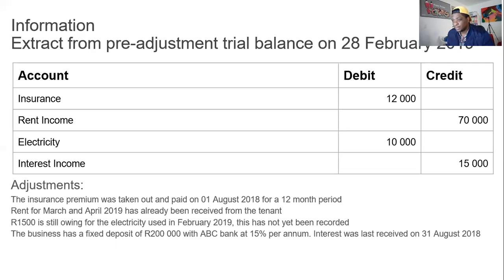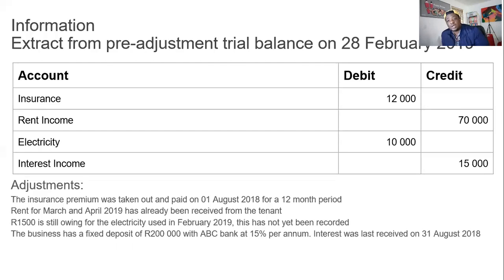Then rent for March and April has already been received from the tenant. So the tenant here has clearly paid for 14 months, because there are 2 months outside the financial year that have been paid for. Then 1,500 is still owing for the electricity used in February 2019. This has not yet been recorded, so this is an accrued expense. We've used electricity, but we haven't paid for it yet. And then the business has a fixed deposit of 200,000 with ABC Bank at 15% per annum. Interest was last received on the 31st of August 2018.